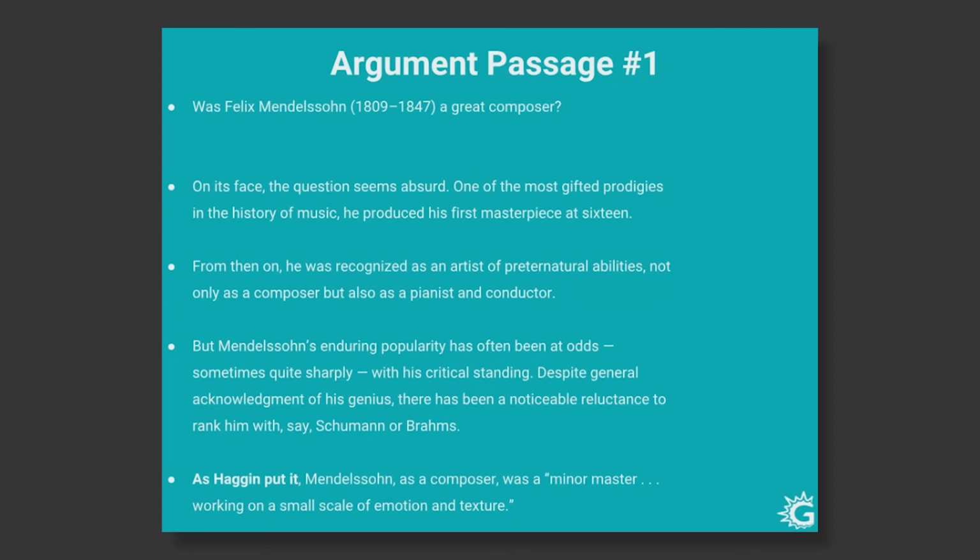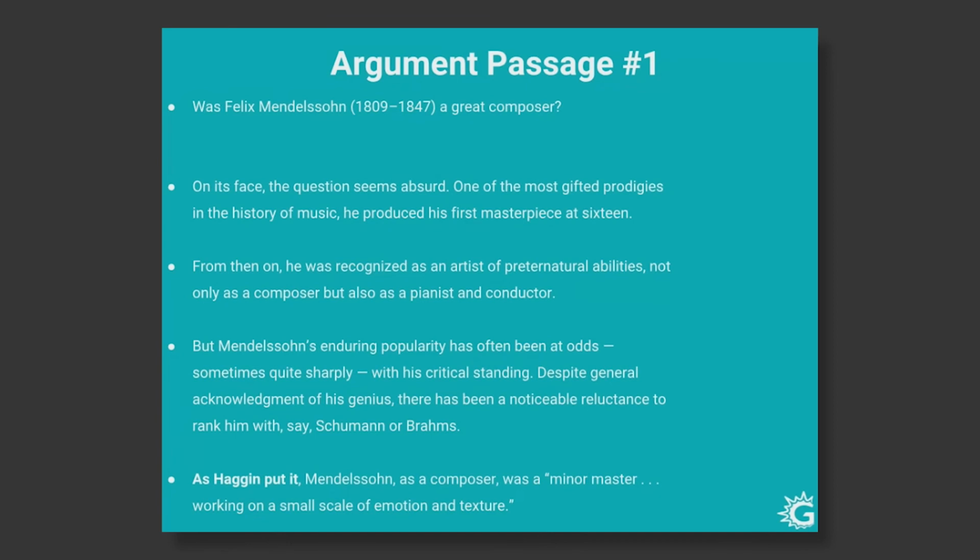It is your duty as a reader to identify which opinion is being supported. So over here, Hagen has said something about Mendelssohn. Is this a positive thing or a negative thing? Well, from words like minor and small scale, we can understand that Hagen didn't really have a good opinion of Mendelssohn, right? He thought he wasn't such a great guy. He was working on a small scale. He was a minor master. He was a master, but a minor one, nothing exceptional. Okay, so as Hagen put it, Mendelssohn was something not so great.